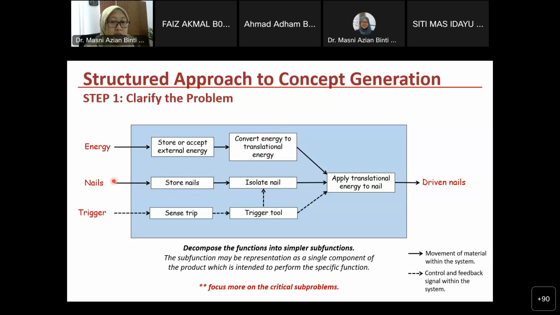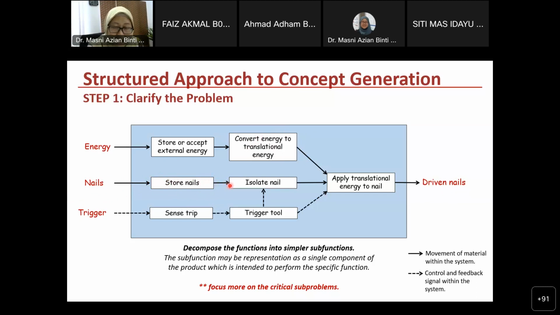So you are breaking down this problem into smaller sub-problems. You are decomposing it into smaller sub-problems. You nampak macam bila you nak solve the problem tu, you boleh tackle satu persatu. Okay, so bila nak letak nail dalam nail gun, mesti ada tempat untuk simpan paku tu.